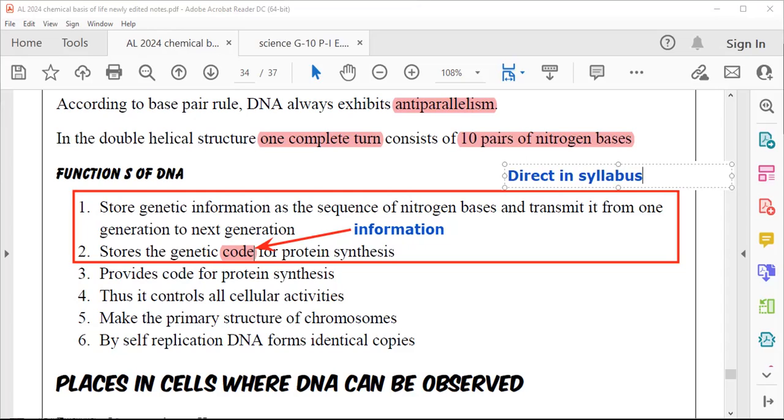Providing code for protein synthesis, controlling cellular activities, making the primary structure of chromosomes, self-replicating and forming identical copies. They are functions of DNA and they are in the syllabus. But in the exam paper, if they ask you to write two functions of DNA, which ones will you write? These two, the first two.